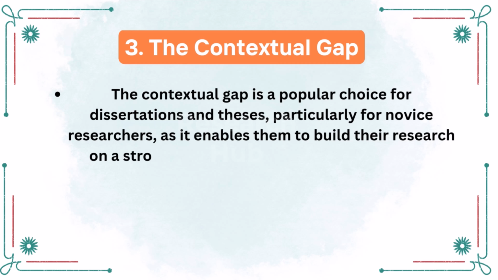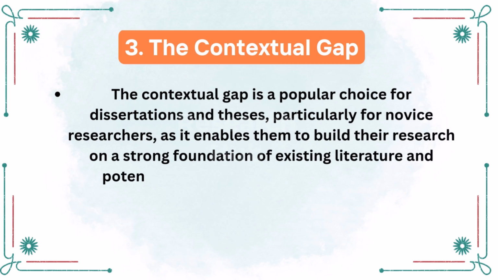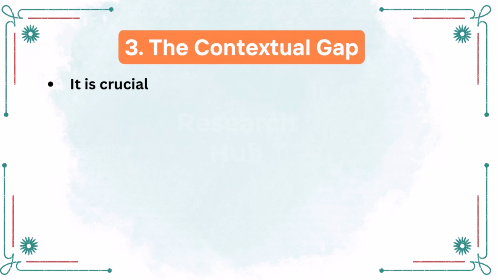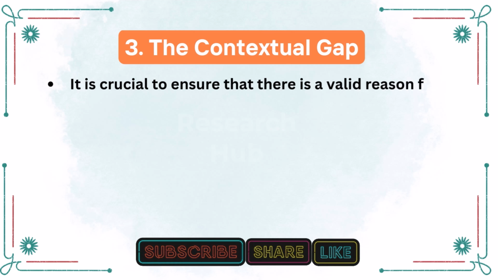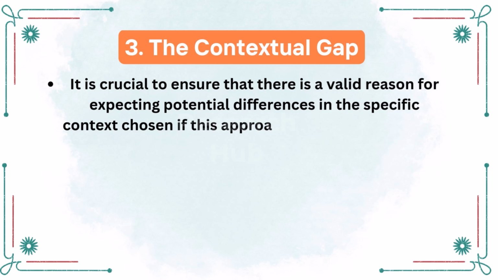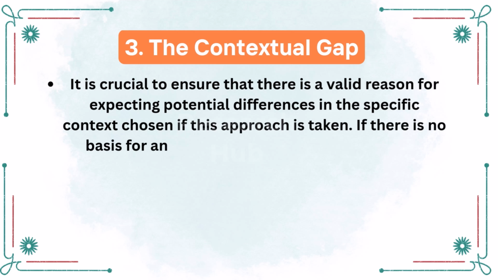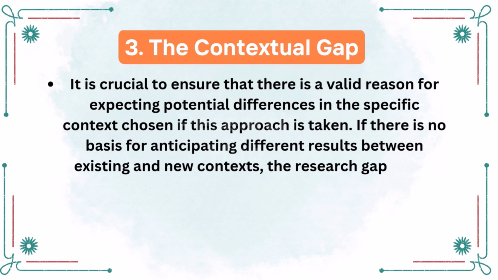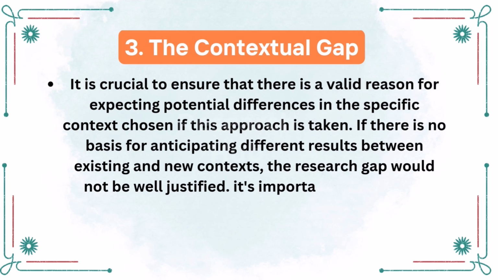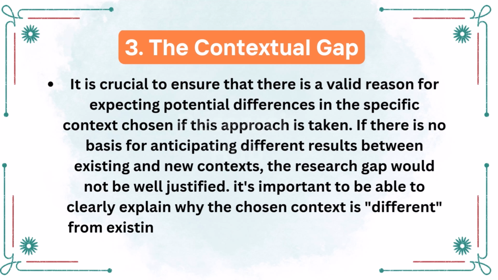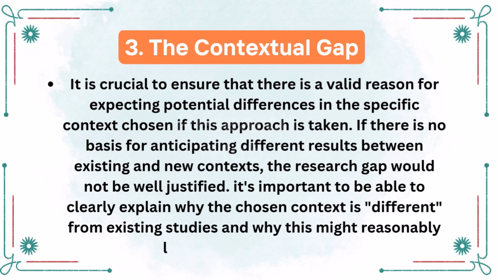The contextual gap is a popular option for dissertations and theses, especially for first-time researchers, as it allows you to develop your research on a solid foundation of existing literature and potentially even use existing survey measures. Importantly, if you're going to go this route, you need to ensure that there's a plausible reason why you'd expect potential differences in the specific context you choose. If there's no reason to expect different results between existing and new contexts, the research gap wouldn't be well justified. So, make sure that you can clearly articulate why your chosen context is different from existing studies and why that might reasonably result in different findings.